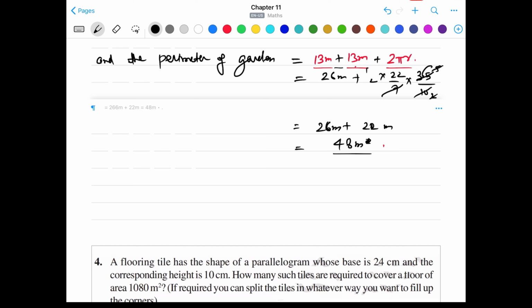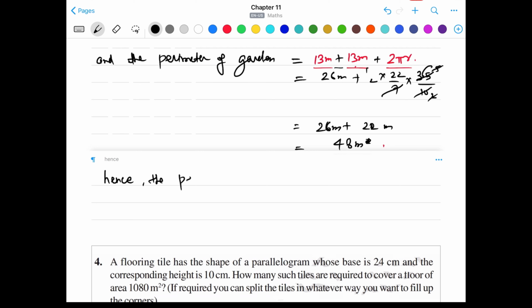So we'll write, hence the perimeter of the garden is equal to 48 meter. Okay, so that's the answer of question number 3.